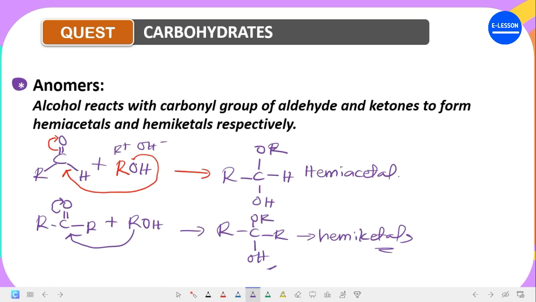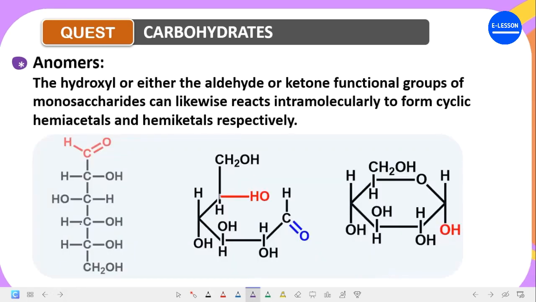What did we do here? We use the OH group to react with the carbonyl group, which is C=O. Now, this is for two different molecules. If we come to our carbohydrate, they have a C double bond O group, the carbonyl group, and they also have an alcohol group, which is OH. So the OH group of alcohol can react with the carbonyl group to form a cyclic structure. Now, this we convert to this, and this we convert to this.